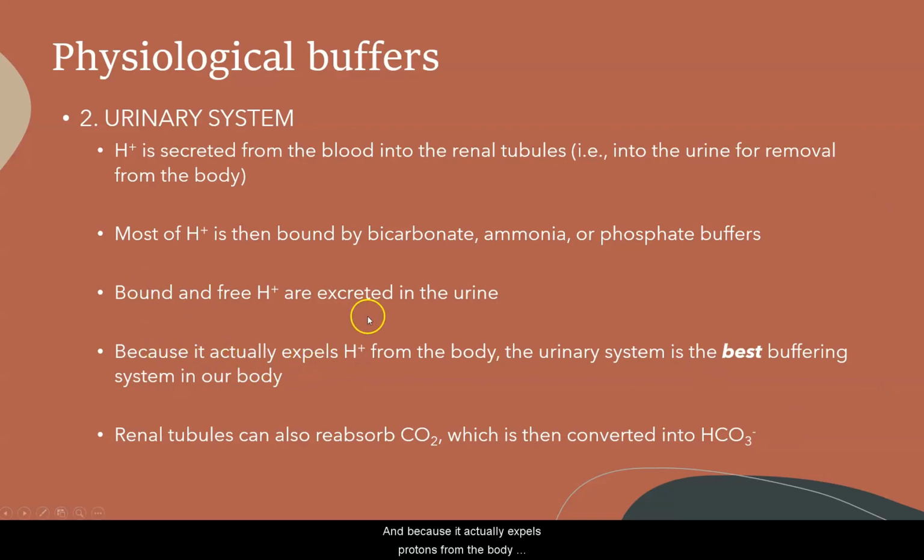And because it actually expels protons from the body, the urinary system is our best tool for buffering in our body. Because everything else that we've talked about, they've sort of incorporated those protons into other molecules. This system actually just gets rid of them altogether, right? They go out of you and into the toilet. So it's really, really a good way of buffering pH. Renal tubules can also reabsorb carbon dioxide, which is then converted into bicarbonate, which is then another way in which we can continue on the bicarbonate process of buffering.